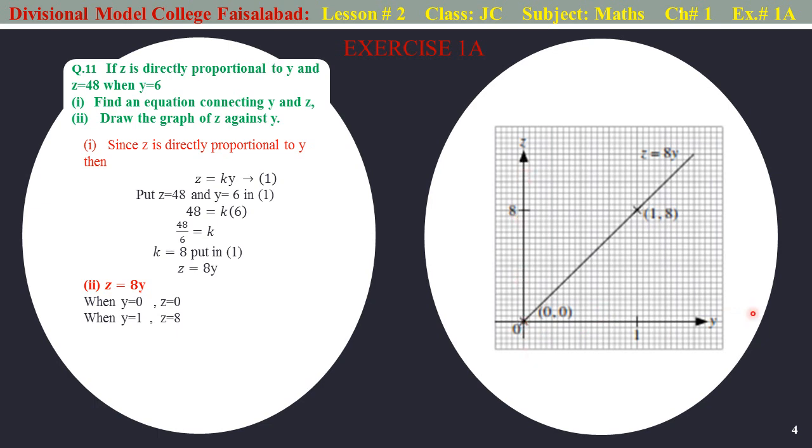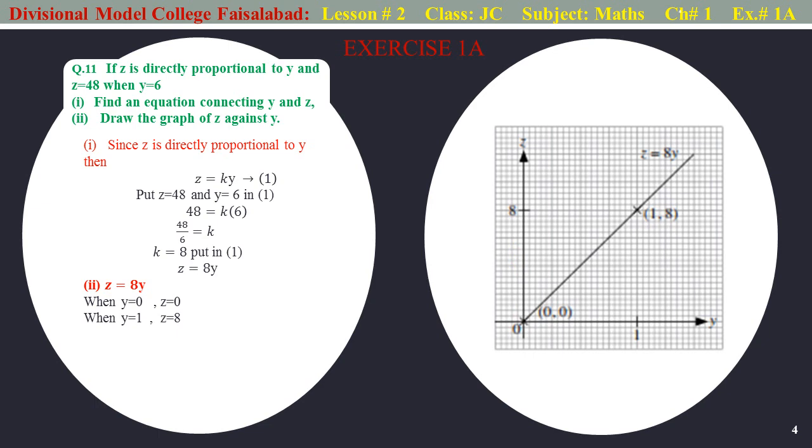But on the horizontal axis we will plot the independent variable, because when we put the value of y, we get the value of z. The value of z is dependent on y. With the increase or decrease of the value of y, the value of z increases or decreases. So the independent variable goes on the horizontal axis and the dependent variable on the vertical axis.